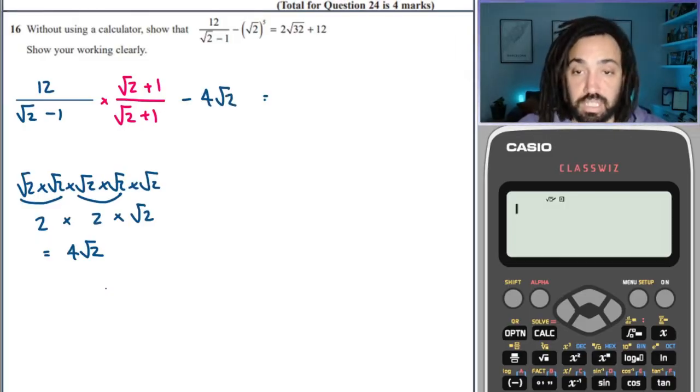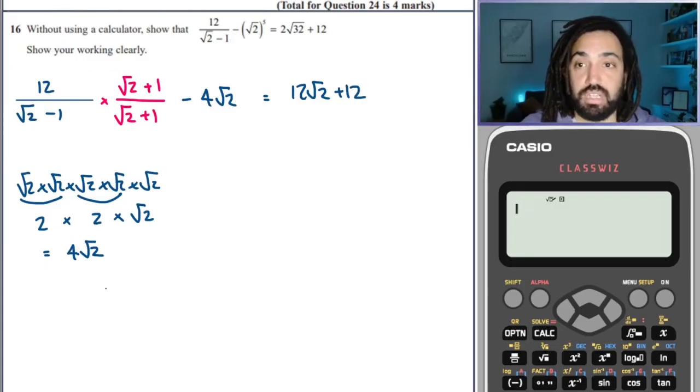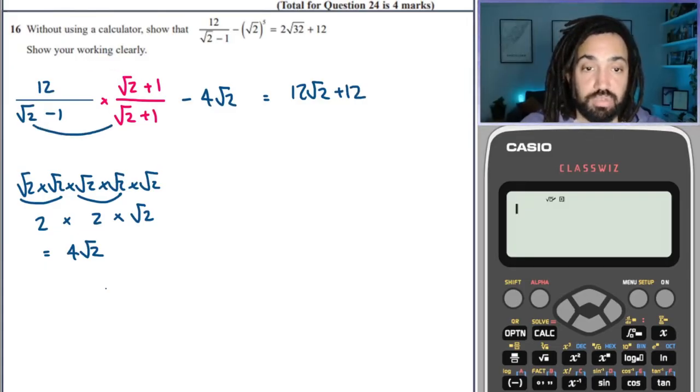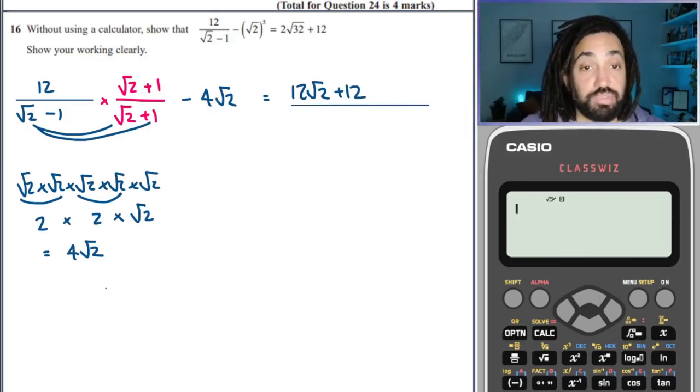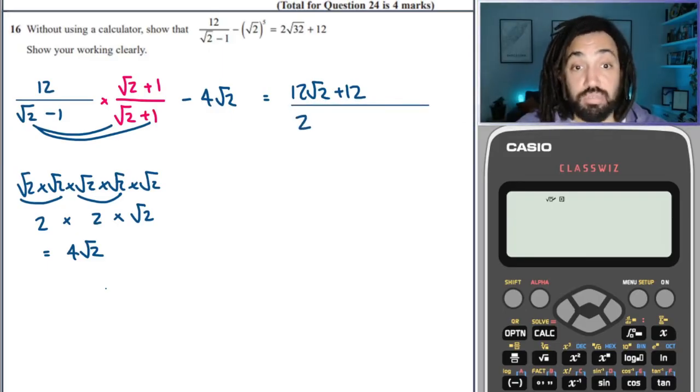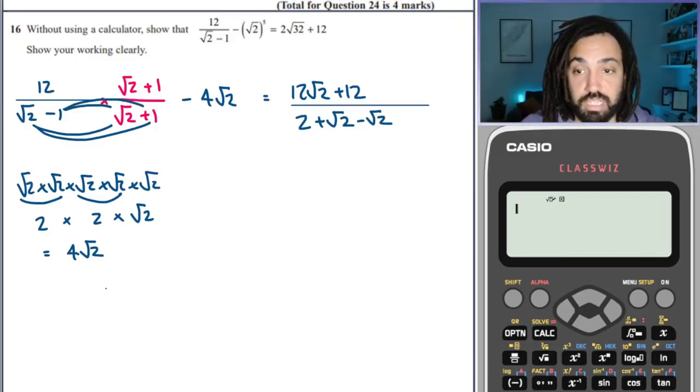Okay, great. So let's do the rationalising part first. So we've got 12 times root 2 and 12 times 1. So that's 12 root 2 plus 12. And on the bottom, we will have root 2 times root 2 is 2. Root 2 times 1 is just root 2. And then we've got minus 1 times root 2 is minus root 2, and we've got minus 1 times 1 is minus 1.